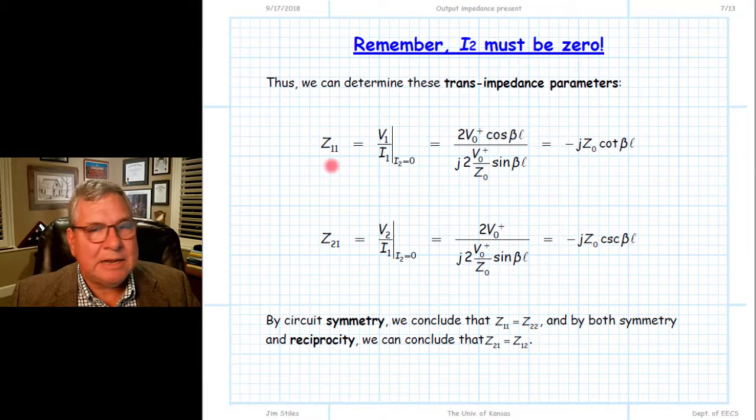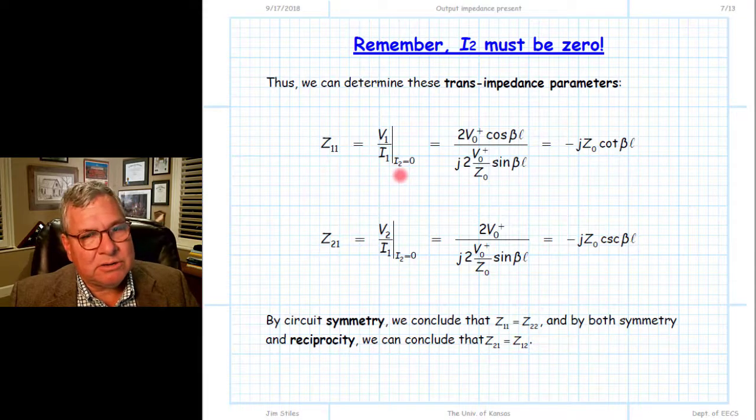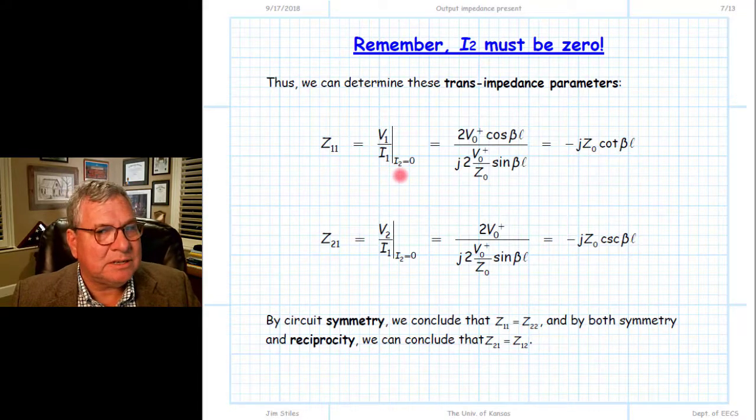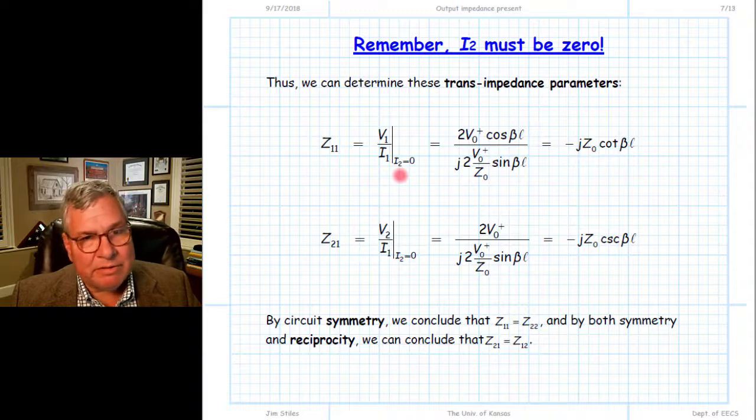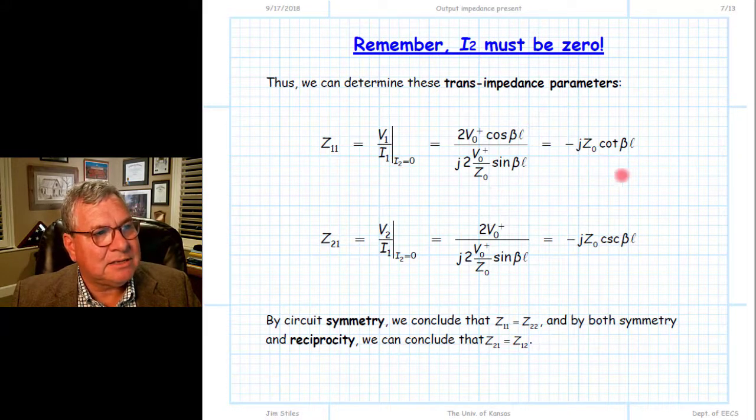Our first transimpedance parameter, Z11, is equal to the voltage at V1 divided by the current at I1 for the explicit condition where the current at I2 is equal to 0. In other words, the port 2 is an open circuit, and that's what we've analyzed. And so we can take those results and take the ratio and find this is the value of Z11.